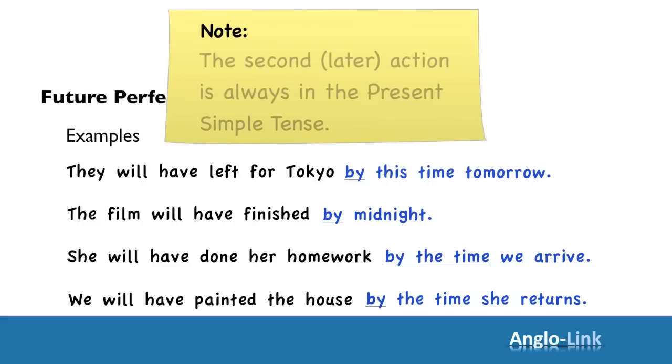Note that the second or later action is always in the present simple tense. Look at the last two examples. She will have done her homework by the time we arrive, or we will have painted the house by the time she returns.